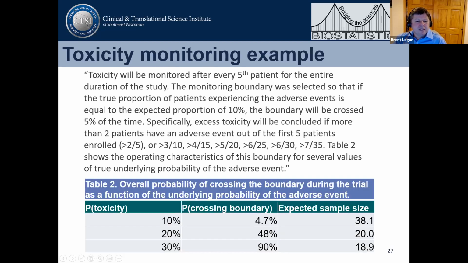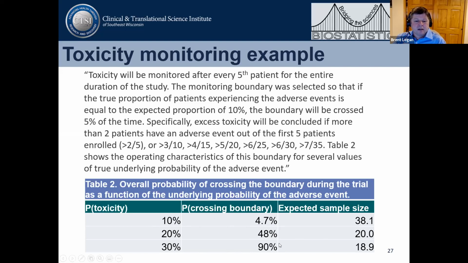And this is an example of how that toxicity monitoring rule might be described. One of the things to look at here is the likelihood of crossing that boundary during the study as a function of the probability of the adverse event. So if the toxicity rate is 10%, that monitoring rule was calibrated to have a 5% chance of stopping. Whereas if the toxicity rate is 30%, it has a 90% chance of stopping.